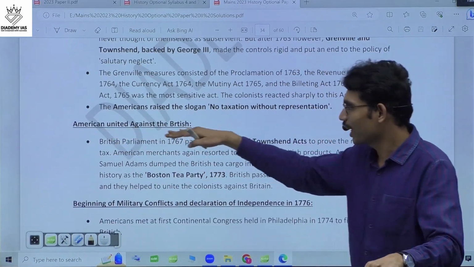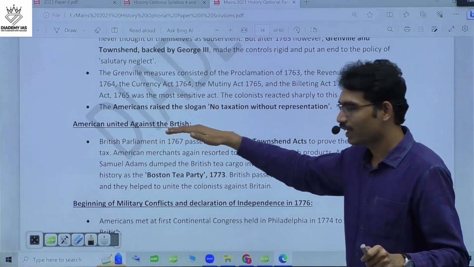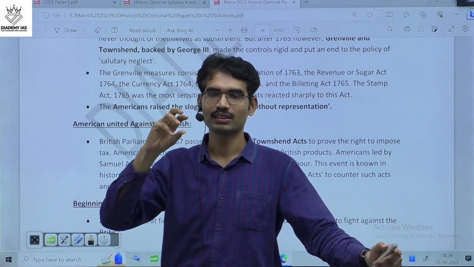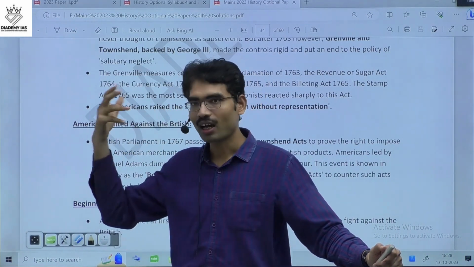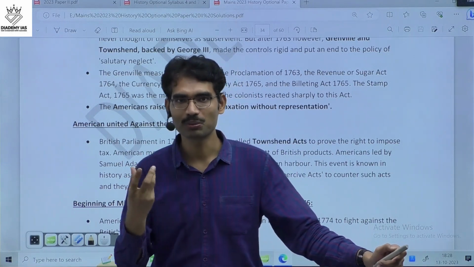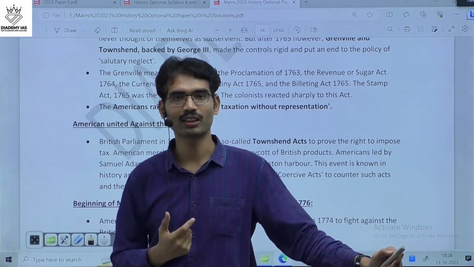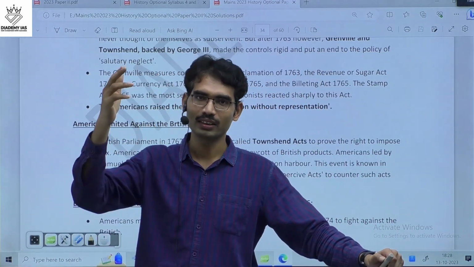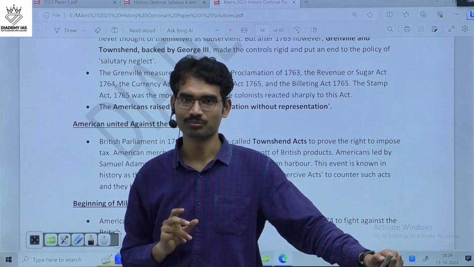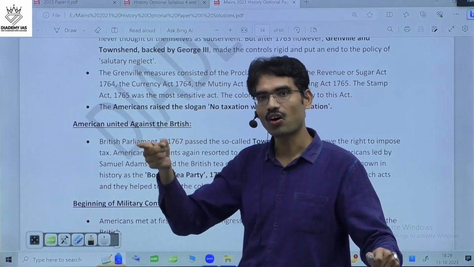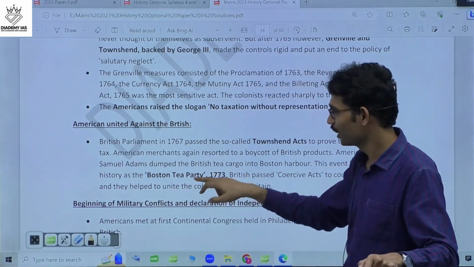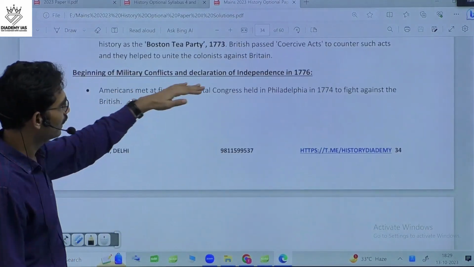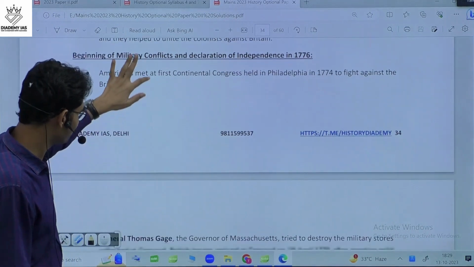So here you need to highlight this: Americans united against the British. These are 13 different colonies. Even though the majority are British, there are other people also. German people were there, Dutch people, Spanish people, French people were there. That is why these 13 colonies have different kinds of culture. The 13 colonies are like 13 different countries, but against the same enemy, they all united. Just to mention, in the 1760s and 70s they all united. Then, the beginning of the conflict, they declared independence in 1776.